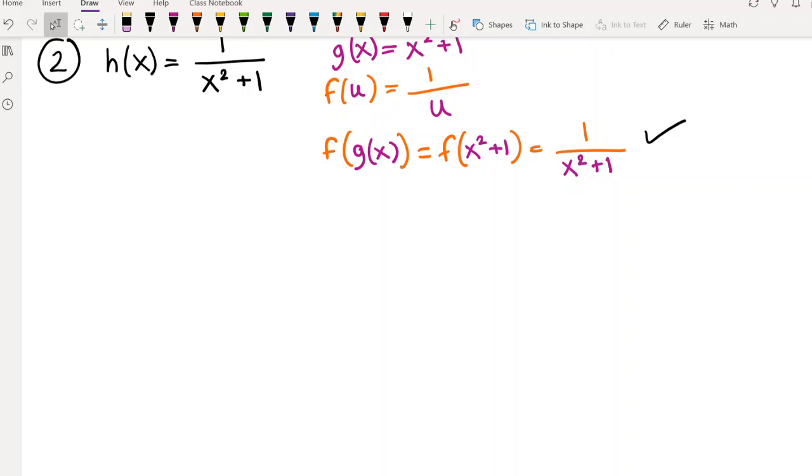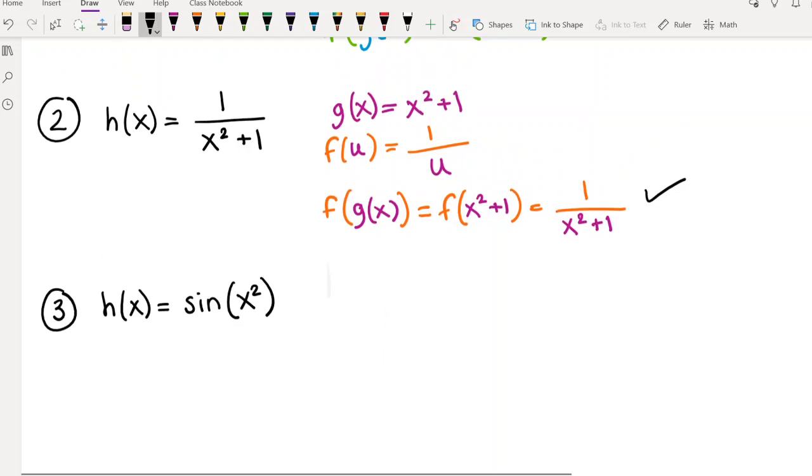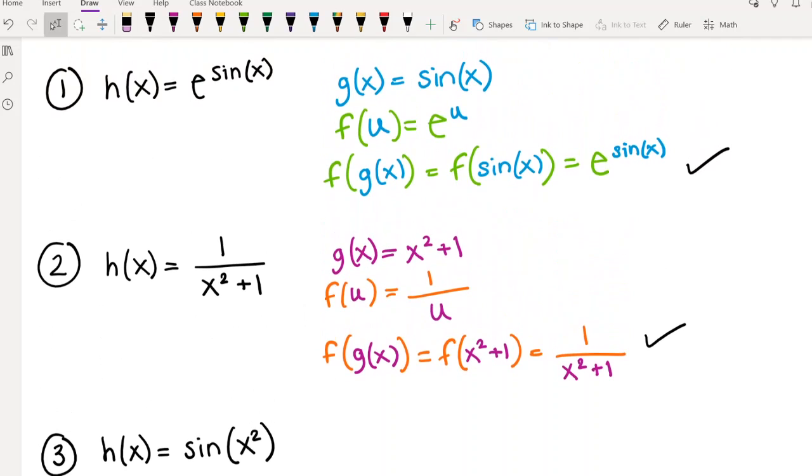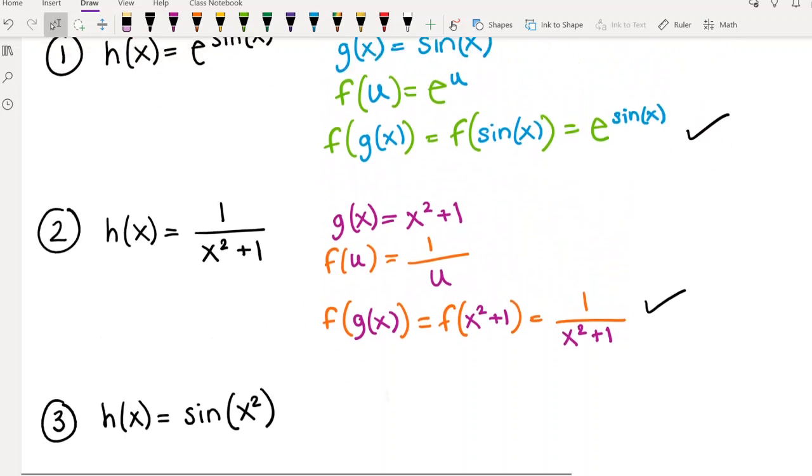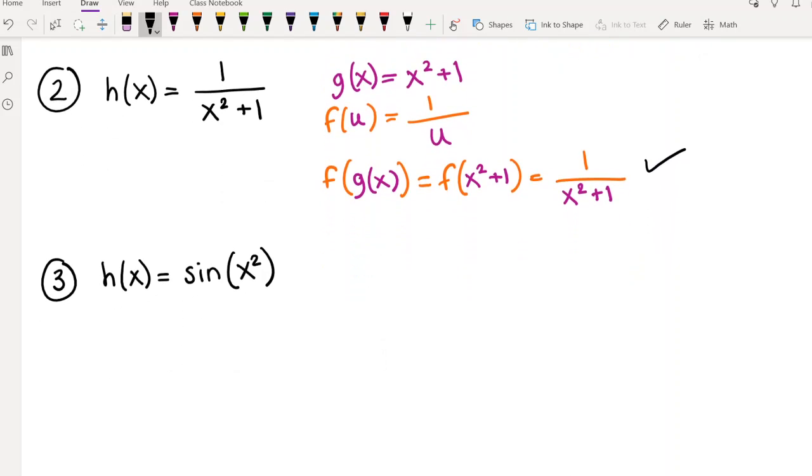Okay, so we're going to do a couple more. The next one is actually the one that we started with at the beginning: sine of x squared. I think this one is actually easier than either of the other two we just did, because with the last two, I don't think you can really just look at it and say, oh, inside and outside function. This one is literally the inside and the outside, right?